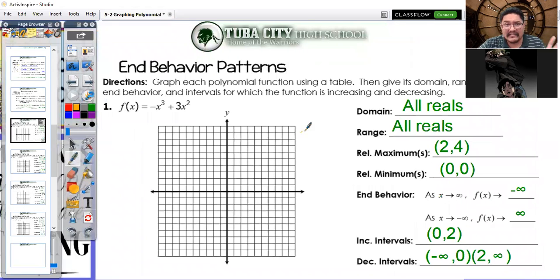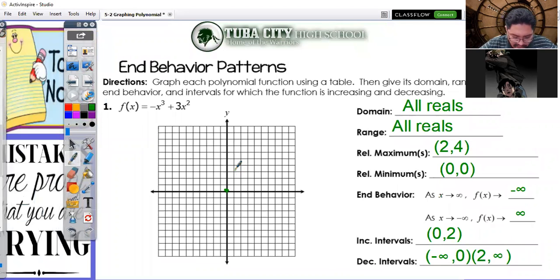Now, graphing this is a little bit of a challenge, okay? I understand. Now, when you graph these, I want to focus on a few things. Let's focus on having our key features placed somewhere on the graph. So if you remember, there was one at 0, 0. And then we had another one at over 2, up 4.